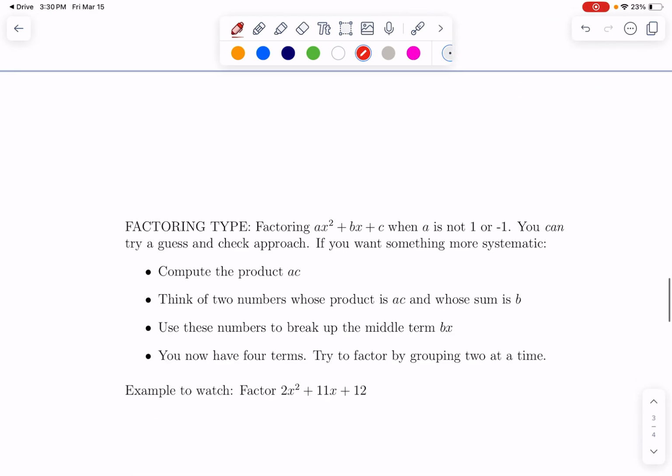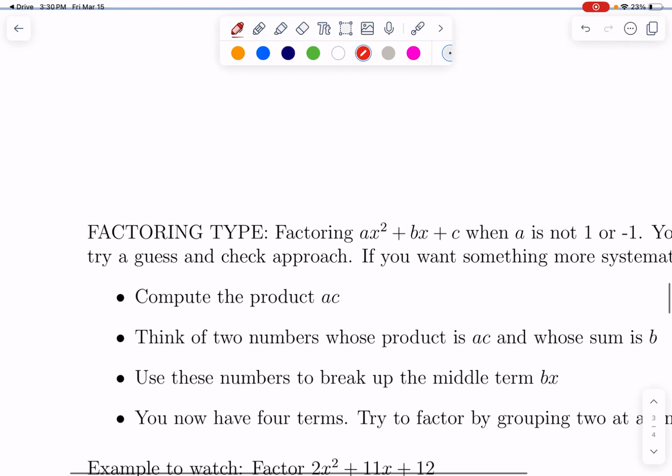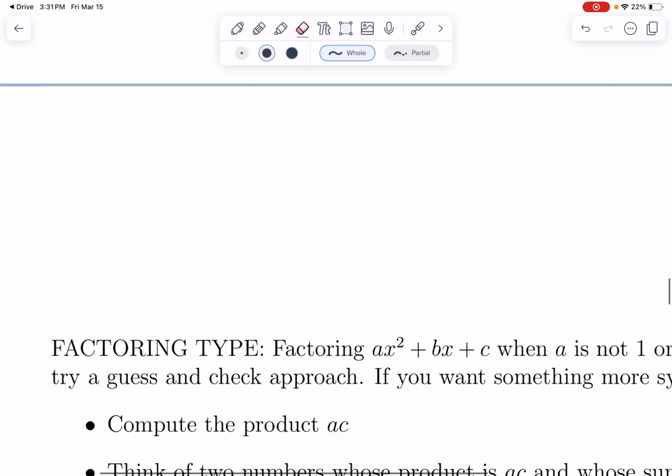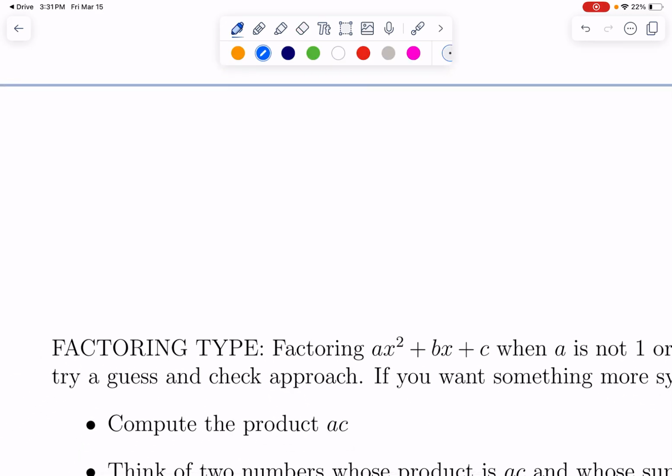Okay, now we get to the hard part. The hard part is when a is not 1 or negative 1. So if I had something like 2x squared plus 3x minus 5. I can't do quite the same factoring.